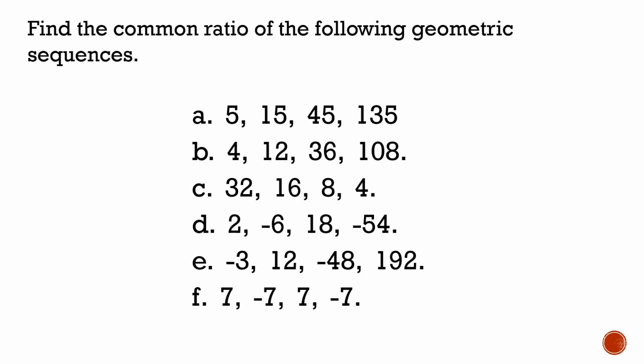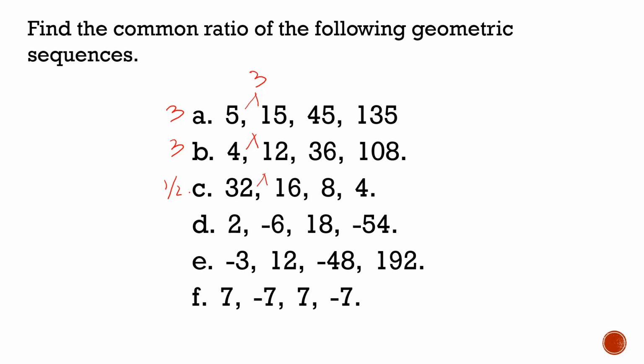For letter A, that's 15 divided by 5, which is 3. We can also do the second and the third. Here, this is also 3. 12 divided by 4. 16 divided by 32. That's 1/2. It's not 32 divided by 16, okay? It's going to be second divided by the first, or third divided by the second.